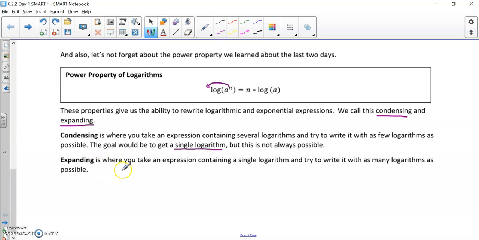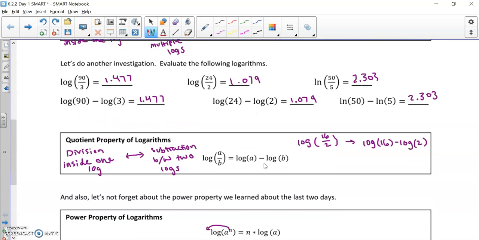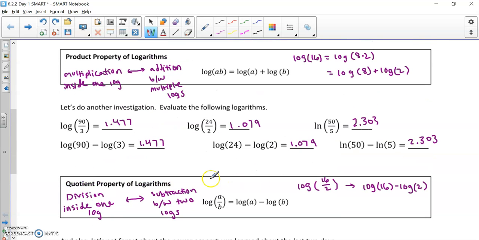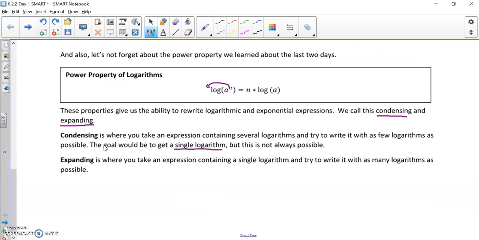Now, expanding is the opposite. Okay, that's when you take one logarithm and try to expand it as much as you can into as many logs as you can. So that would be going the other way around, right? From log of 90 over 3 to becoming these 2 logs. I spread it out as much as possible. So we're going to go over some examples of doing that.